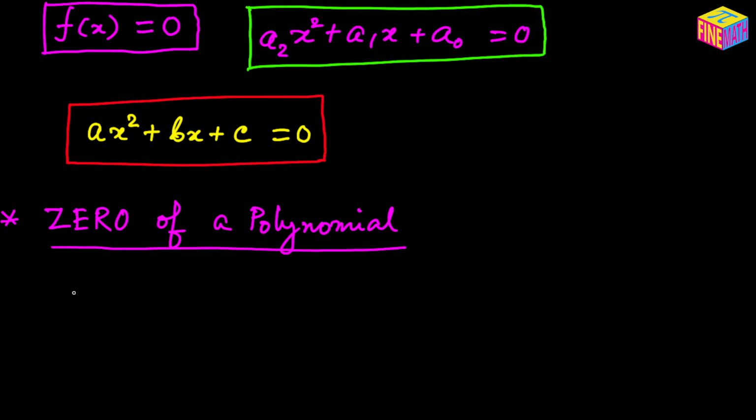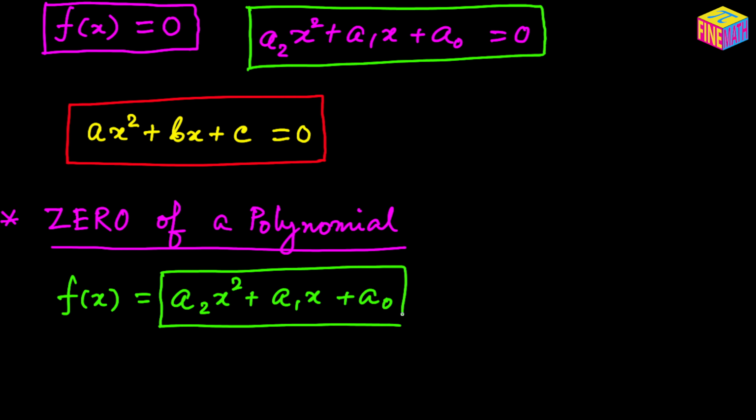If we have a polynomial function that looks like this, for example, let's say f of x is equal to a sub 2 x squared plus a sub 1 times x plus a sub 0. Now if we can find a specific value of x where the value of this polynomial function, or this polynomial expression, will become 0. So if x has a certain value, let's say x equals p.